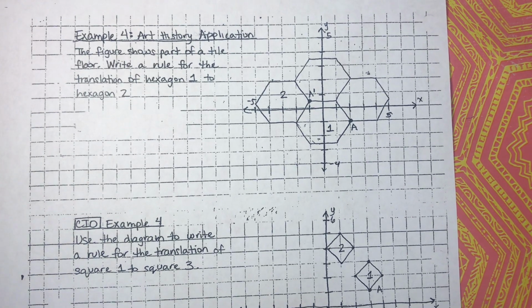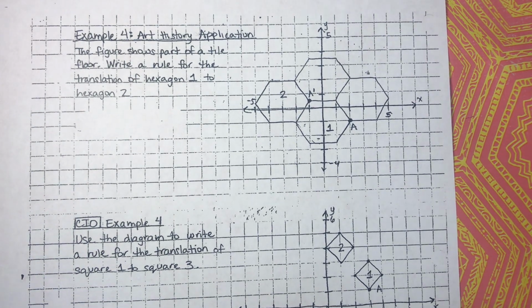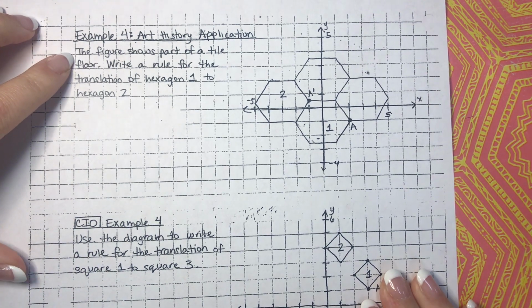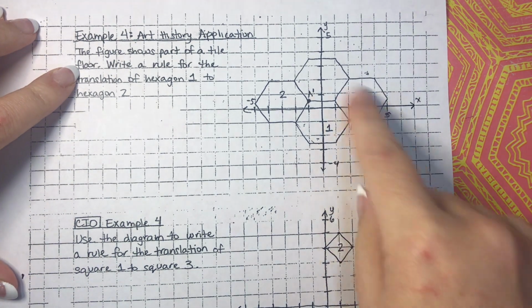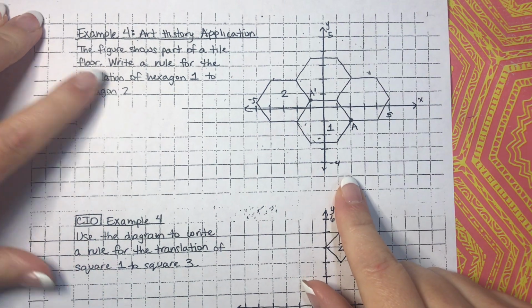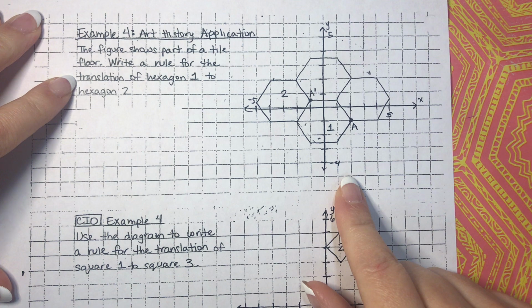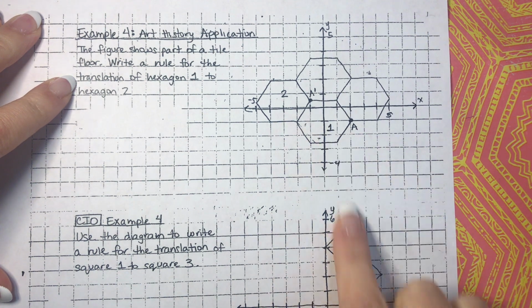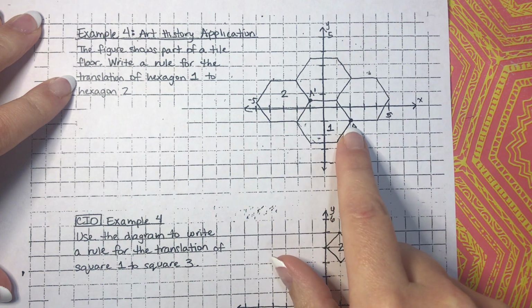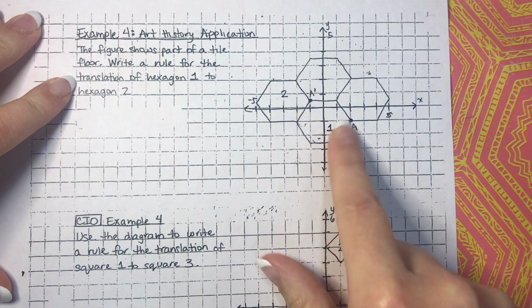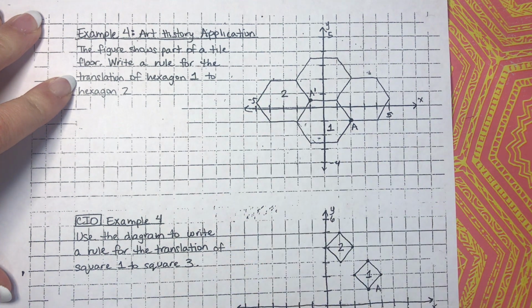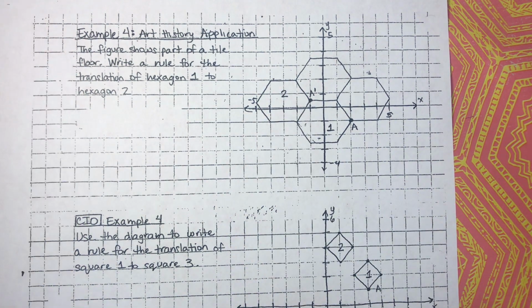All right, let's get started with example 4, which is an art history application. What this states is the figure shows part of a tile floor. So right here, this design is just part of a tile floor. Write a rule for the translation of hexagon 1 to hexagon 2. Okay, so this is where we start, with hexagon 1, and we're ending with hexagon 2, and we have to write that translation rule, okay?